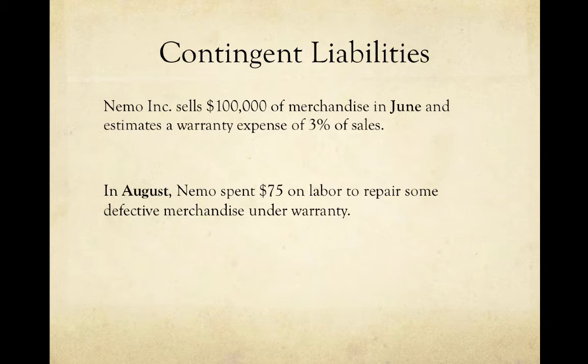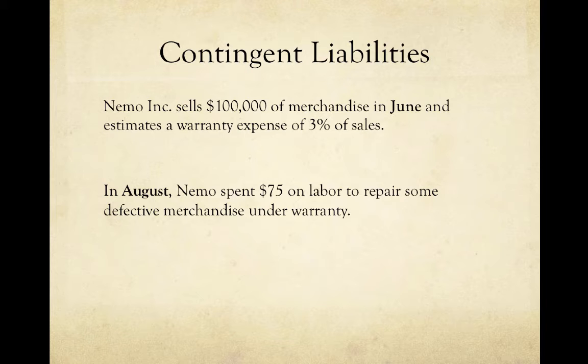In this example, I'm going to discuss how companies would have to account for a contingent liability related to a product warranty. So Nemo Inc. sells $100,000 of merchandise in June and estimates a warranty expense of 3% of sales. So what that means is they expect that 3% of the $100,000 of merchandise sold will result in some sort of warranty repair. When you take 3% of $100,000, that's $3,000 they expect to spend on fixing defective products during the warranty period.